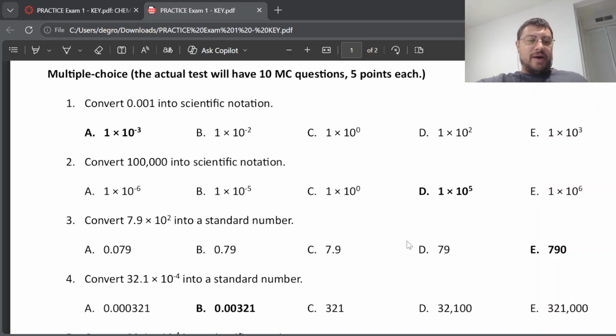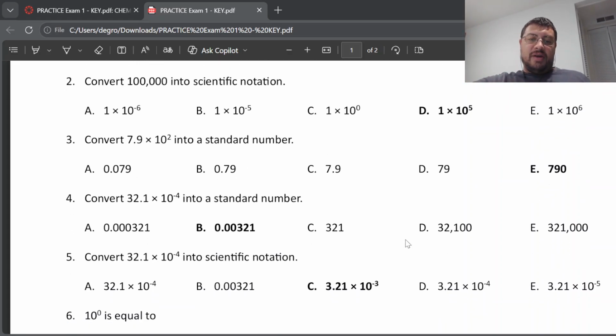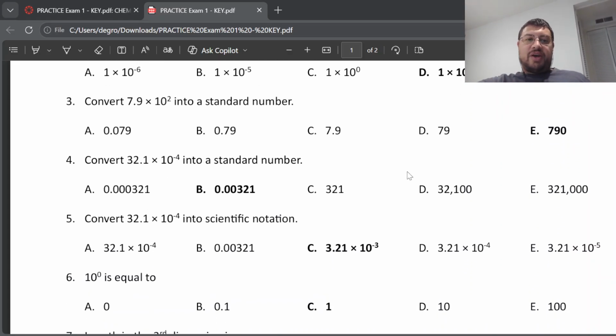Okay. A great piece of advice I'll give you right now is if you're not sure of any of these conversions, just type things into your calculator to see if you get the correct conversion. Like you could type 7.9 times 10 to the 2 in your calculator. You'll see if you got 790 or not.